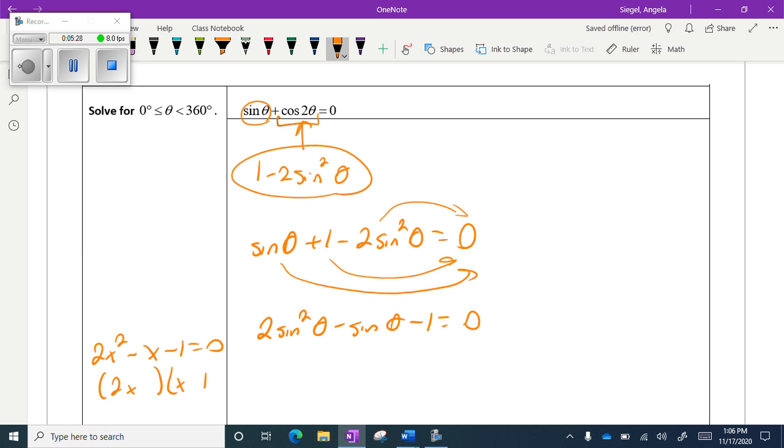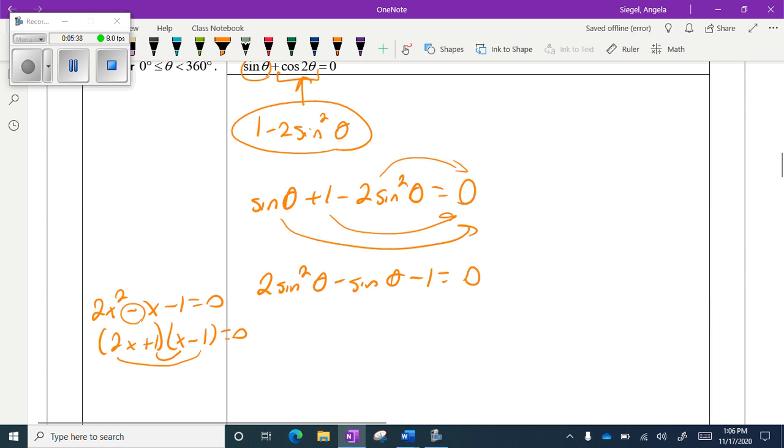And so I know that if I factor that, I'm going to get minus 2x plus 1 is negative 1x. So I like that. So now I'm just going to substitute back in the sine. So I'm going to say 2 sine of x. Oh, I changed this theta, sorry. 2 sine of theta plus 1, and then sine of theta minus 1 equals 0.